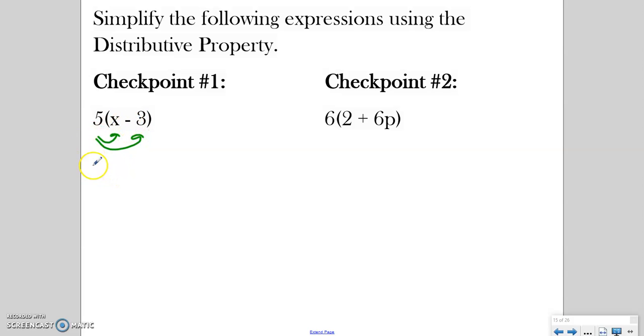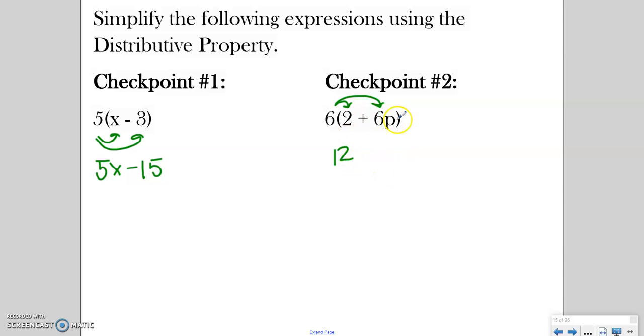Remember, don't forget your sign. So this is 5x and this is negative 15. Next one. I'm going to draw the arrows. You can draw the arrows in order to help you know what you're distributing, or you don't have to.